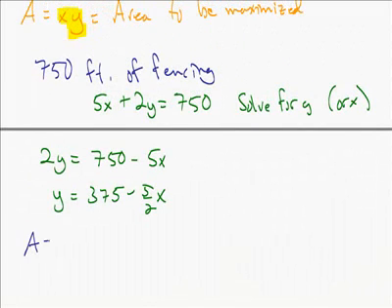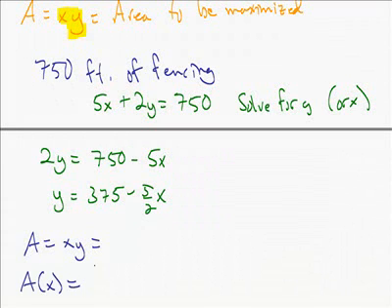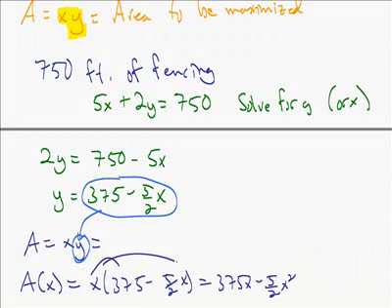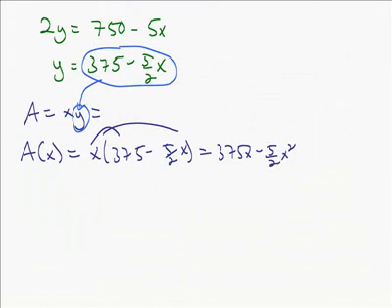Remember, my area function was equal to x times y. Let me write it this way, area of x. I can write it as a single variable function now by putting this in for y, because that's what y is equal to based on the constraint that we had 750 feet of fencing. So the area function now becomes x times 375 minus 5 halves x, or 375x minus 5 halves x squared when I distribute the x through the quantity. Hey, I got a single variable function now.